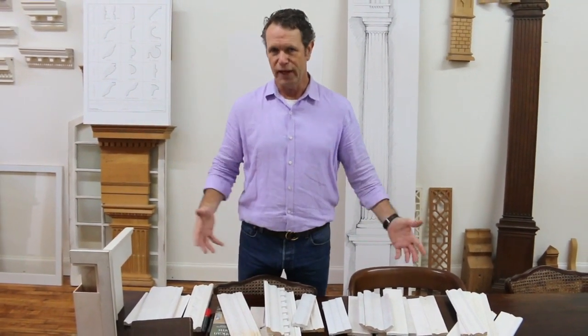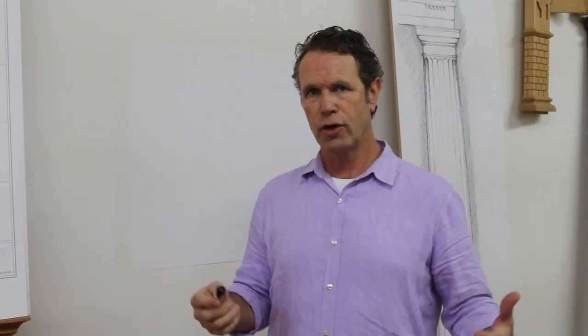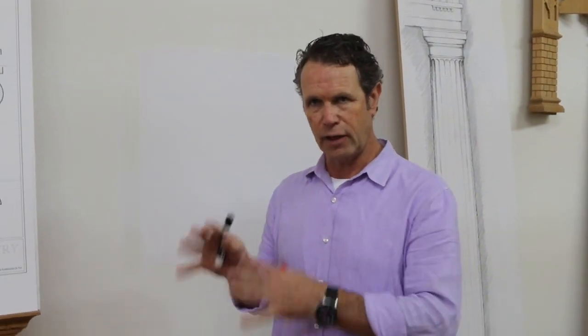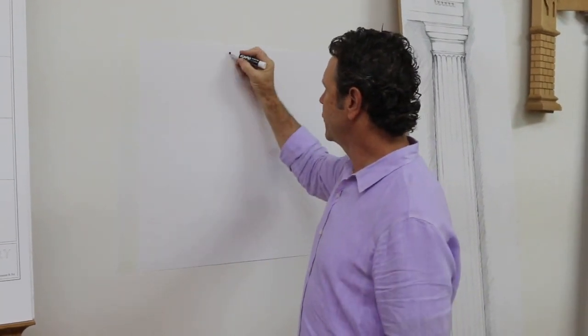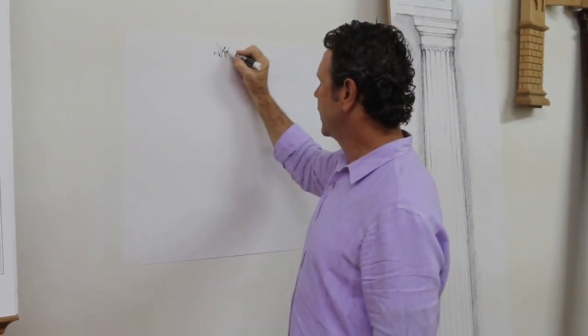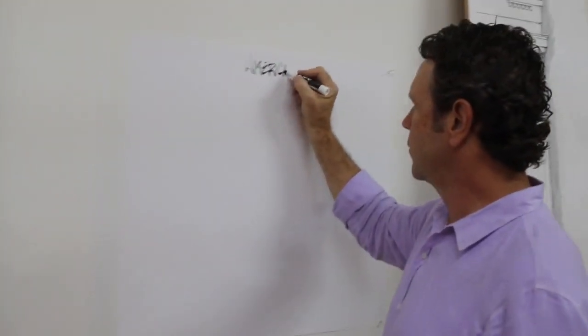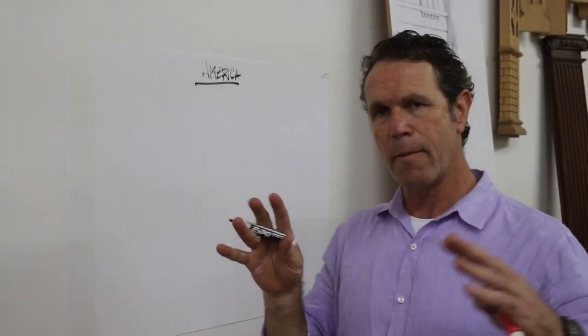Well, now we've studied the classical system and the language and understanding simple details and simple elements. Now let's look at the historical aspect of this and how to put it together historically. There's an historical piece that you need to understand in order to pick proper moldings. Let's pretend, well, here we are, America. So we're going to talk about American moldings.